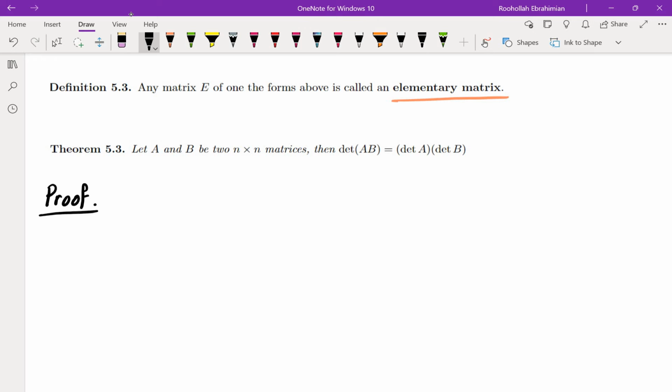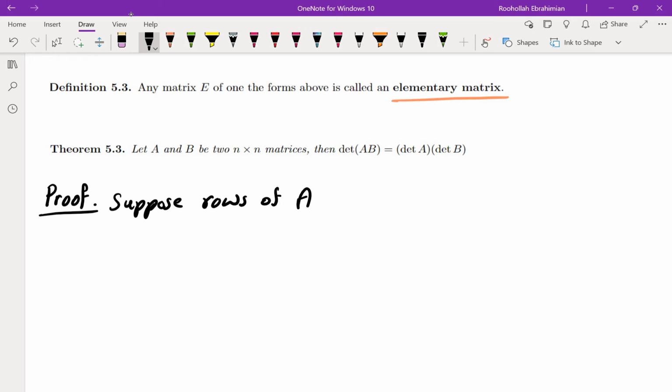Okay, so let A and B be two n by n matrices. Then the determinant of AB is the same as the determinant of A times the determinant of B. This is a very important theorem in linear algebra, in the properties of determinants. So we are going to use elementary matrices. Before I can use elementary matrices, I'm going to start with the case where the rows of A are linearly dependent.